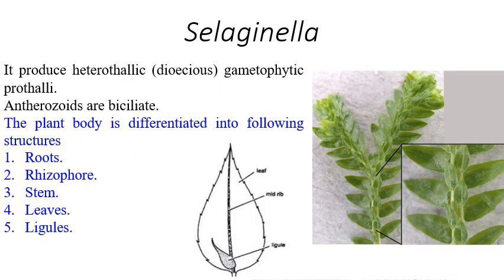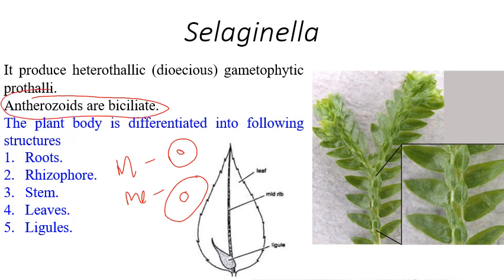Selaginella actually develops heterothallic prothalli. You can see that the microspore grows into the male prothallus, and the megaspore, which is large in size and considered the female spore, grows into the female prothallus. In the female prothallus there will be archegonia, and in the male prothallus there will be antheridia. The antherozoids developed are biciliate. The plant body of Selaginella is differentiated into roots, rhizophore, stem, leaves, and ligules.